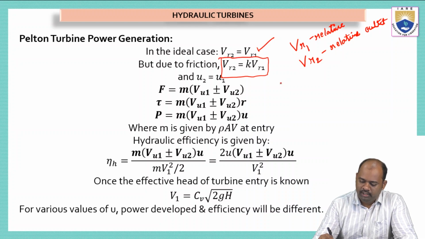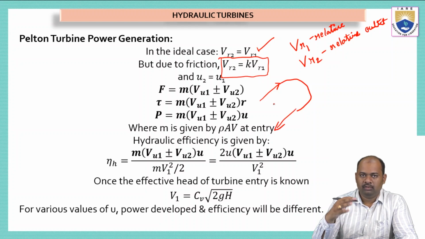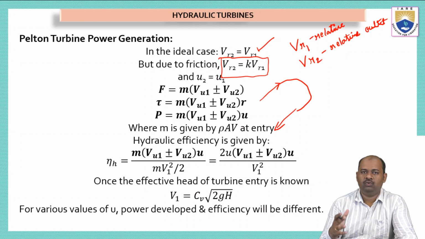So when the water enters the bucket at this point, travels along the surface of the bucket and leaves at this point, it will have some friction because it is a metal body. So due to this, we have to add a friction factor between VR2 and VR1. So VR2 is equal to K times VR1. So relative velocity at point 2 is equal to K times relative velocity at point 1.